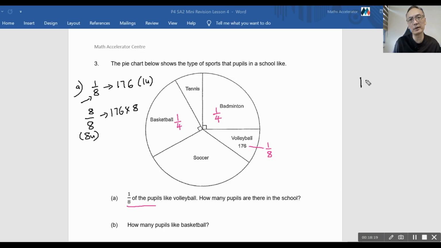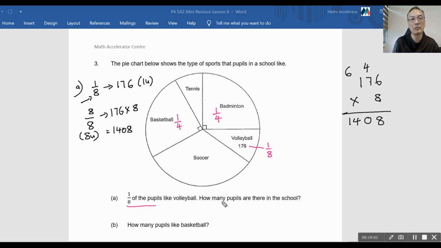So let's carry out our multiplication at the side here. 176 times 8. 6 times 8 will give us 48. 48, carry 4. 7 times 8 is 56. 56 plus 4 will give us 60. So carry 6. 1 times 8 is 8. 8 plus 6 is 14, so 1408. So let's write over here, this will give us 1408. So that's the total number of pupils in the school.